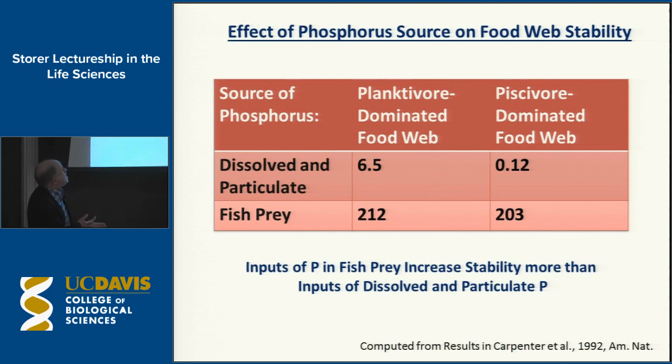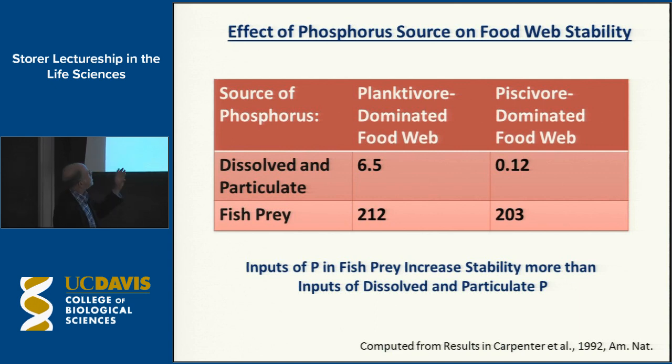We also looked at an index of food web stability. This is from a paper back in the 1990s. The numbers on this slide are an index of the sensitivity of stability to different phosphorus sources. Dissolved and particulate phosphorus sources have a relatively low impact on stability of the food web. Fish prey, terrestrial prey to fishes, have a huge impact on stability of the food web according to this index.